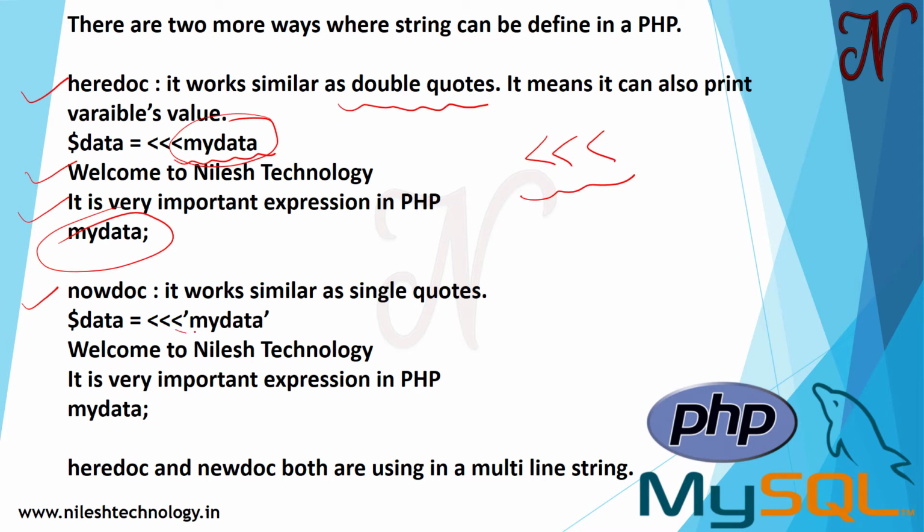Same here in nowdoc. This is your my data, but the difference is that this my data is in single quotes, and the last my data is the closing word, and in between you write the multi-line string. So heredoc and nowdoc are both used for multi-line strings. In heredoc and nowdoc you can write HTML tags directly, and single quotes and double quotes directly.